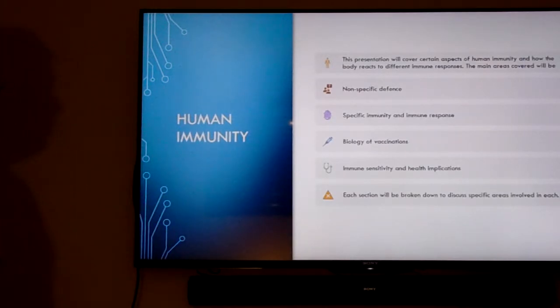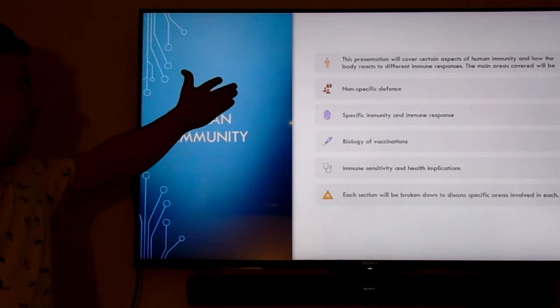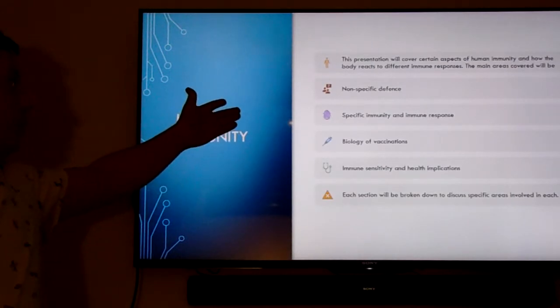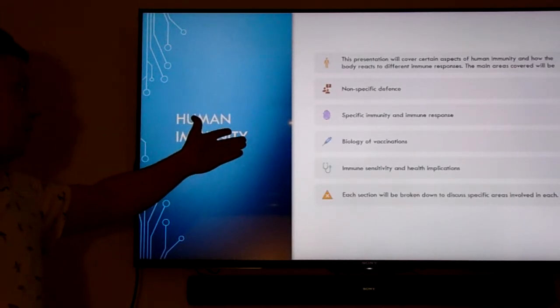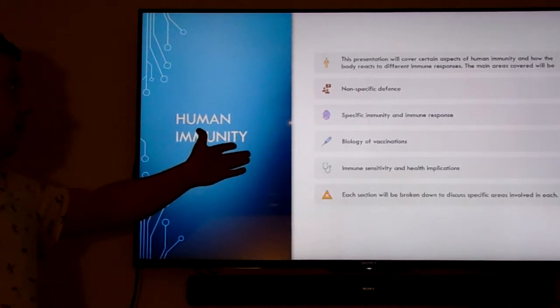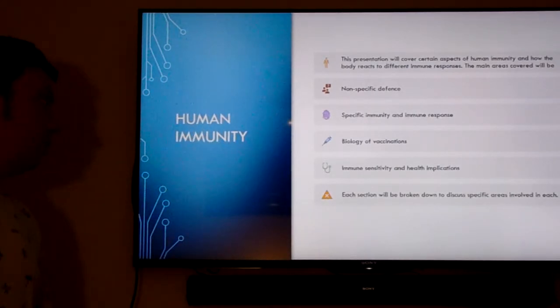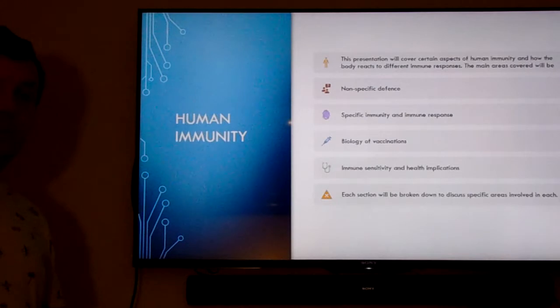The main areas covered will be non-specific defence, specific immunity and immune response, the biology of vaccinations, immune sensitivity and health implications. Each section will be broken down to discuss specific areas involved in each.